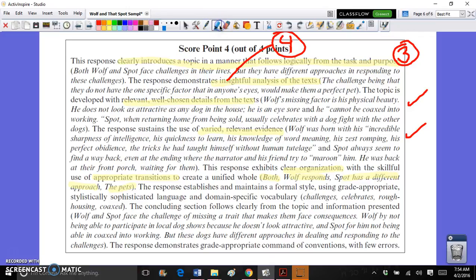The response establishes and maintains a formal style using grade appropriate, stylistically sophisticated language and domain-specific vocabulary. We looked at that already throughout the reading. And then finally, the concluding section follows clearly from the topic and information presented. So it's not really a level 4 conclusion that's taking it to the next level with some text-to-world connections, but it is at least a 3. So even with an intro and conclusion that aren't as deep as the body paragraphs are so well done, and most of the rubric is a level 4, you end up getting a 4 on this essay.